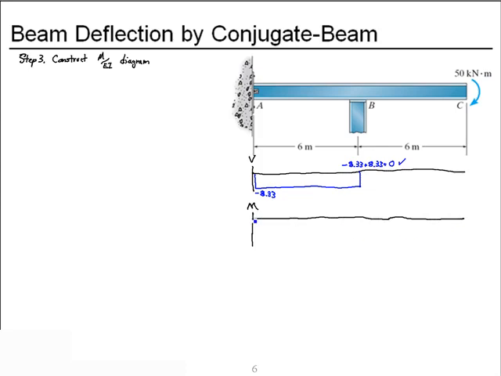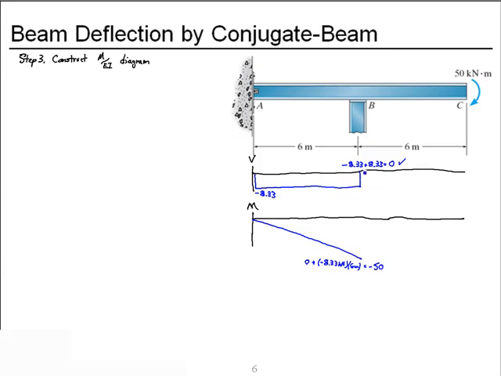At the pin at A, it starts at 0. And then our shear is constant and negative, so my moment diagram is linear and getting negative. And it stops at a point that is the original moment, 0, plus the area underneath the shear diagram. So we have a 0 plus the negative 8.33 kilonewtons through 6 meters, and that gives us a negative 50 kilonewton meters.